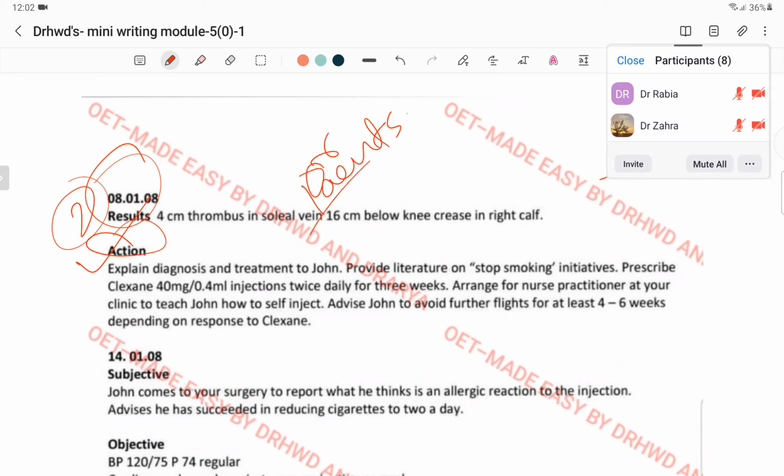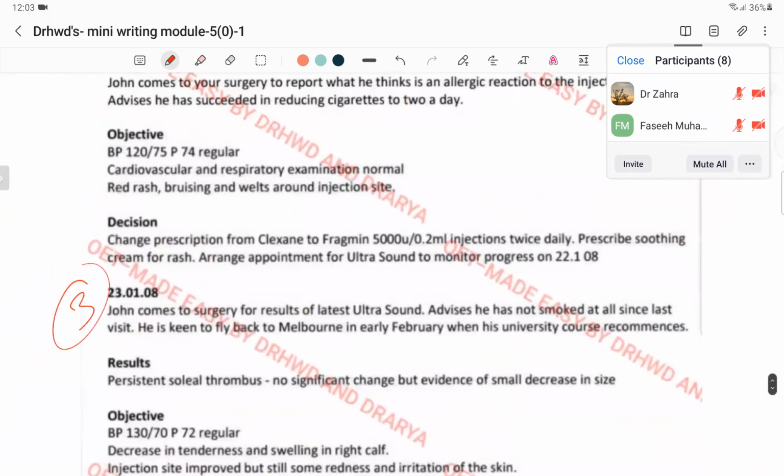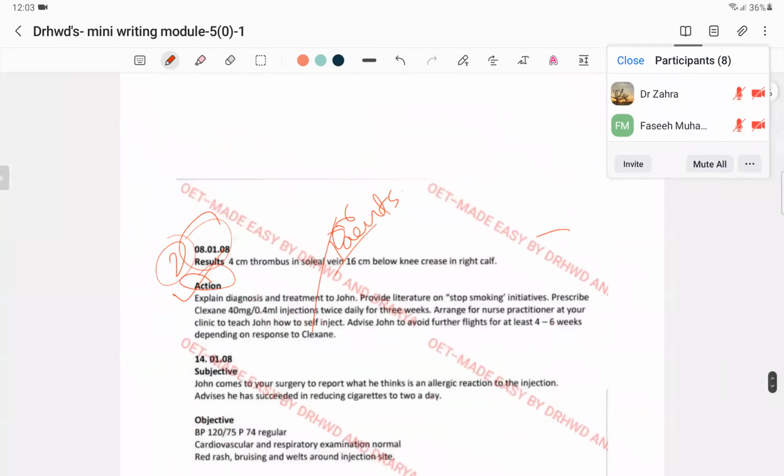Explain the diagnosis and treatment to John. Provide literature on stop smoking. Initiate prescribed Clexane, 40 milligram and 0.4 ml injections twice daily for 3 weeks. Arrange for nurse practitioner at your clinic to teach John how to self-inject. Advise John to avoid further flights for at least 4 to 6 weeks, depending on response to Clexane. So one visit is here, and we're about to end this because it's kind of simple, and I'm sure you guys would be able to understand it in a simple way.